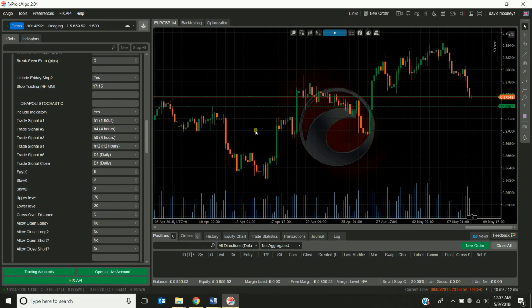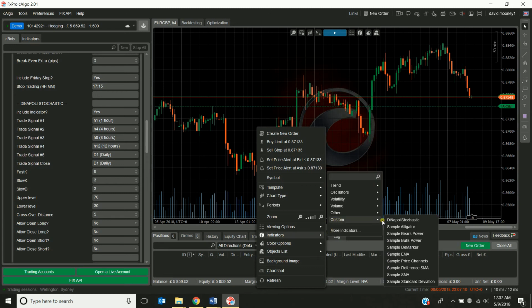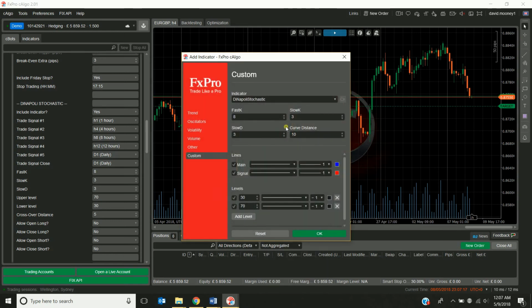In order to add this custom indicator onto your chart, you can right click on the chart, go through to indicators, into custom, and you'll be able to see the DiNapoli stochastic indicator there. So click on that and then you will be presented with this custom box where you would match all of the values to that you can see in your DiNapoli stochastic in mag itself.